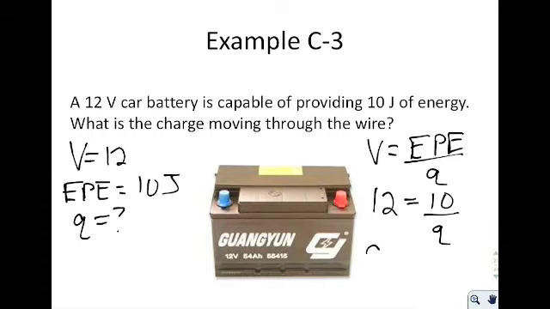We would rearrange and get Q equals 10 over 12, which is approximately 5/6, and you can turn it into a decimal. But that represents how much charge is moving through the wire. Now, this is a lot of charge. Charge is generally dealt with in a very, very small amount, so this is an exceptionally large amount of charge. Charge is measured in coulombs.